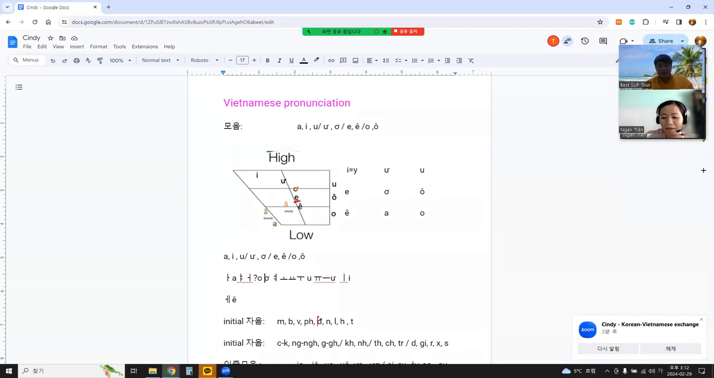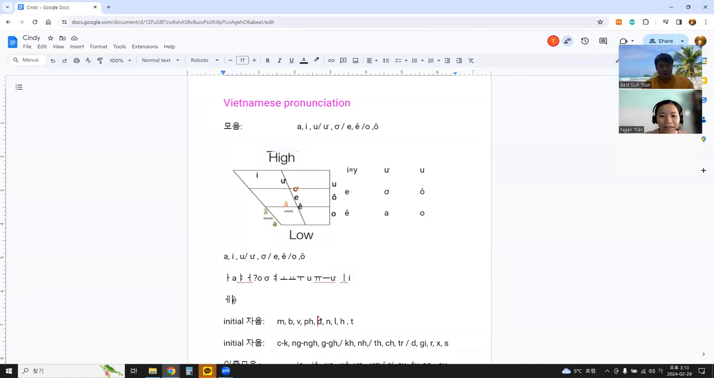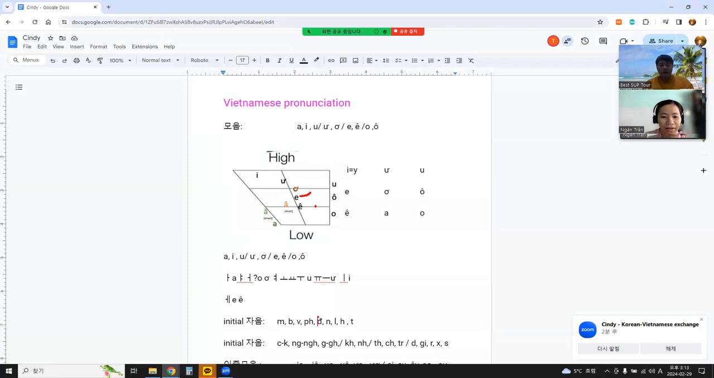But this one, how do you say it? You try it. Like you smile. Smile, spread your lips. Okay. This one is A. Correct. A, you open your mouth lower than the previous one. Okay. Understand.